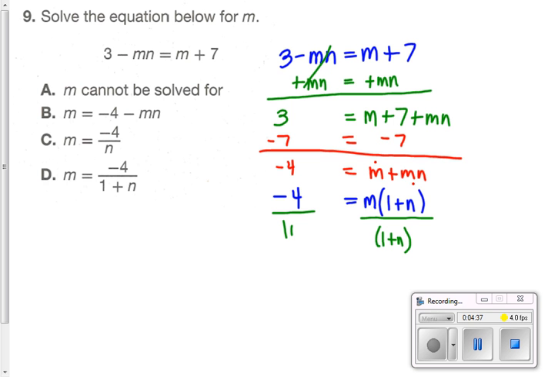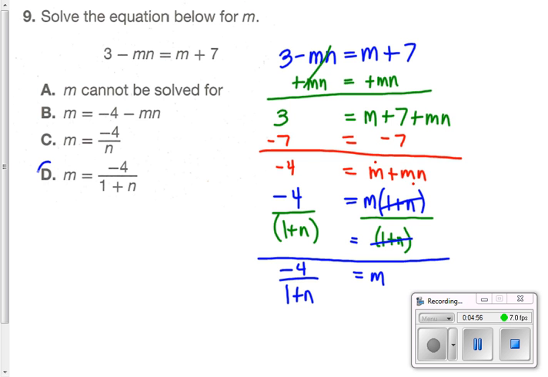Now, if you look on the right side, I now have isolated, or have m alone, because my 1 plus n would cancel out. I'd be left with m, and I would have negative 4 over 1 plus n. And if you look at your examples here, the only possibility would be D.